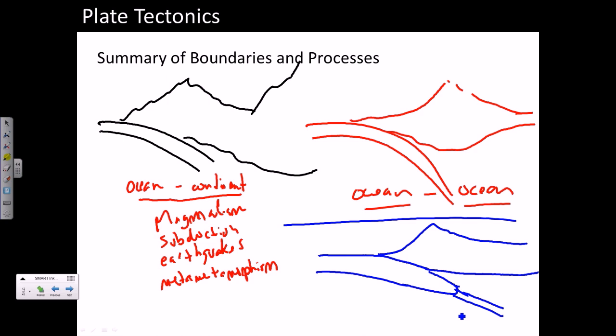We don't find the same kinds of basins. We don't see an accretionary prism, but we do see lots of earthquakes. Okay. We would see metamorphism. Those would be common features when we're dealing with continent and continent collision. Okay.